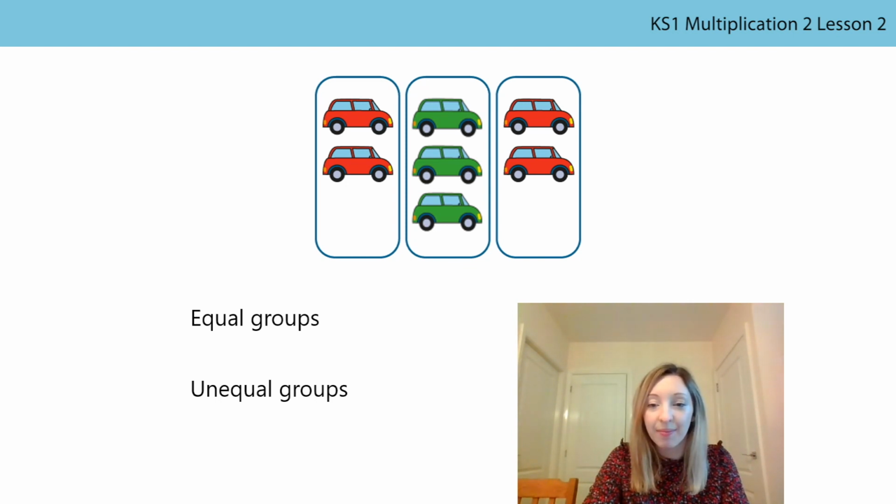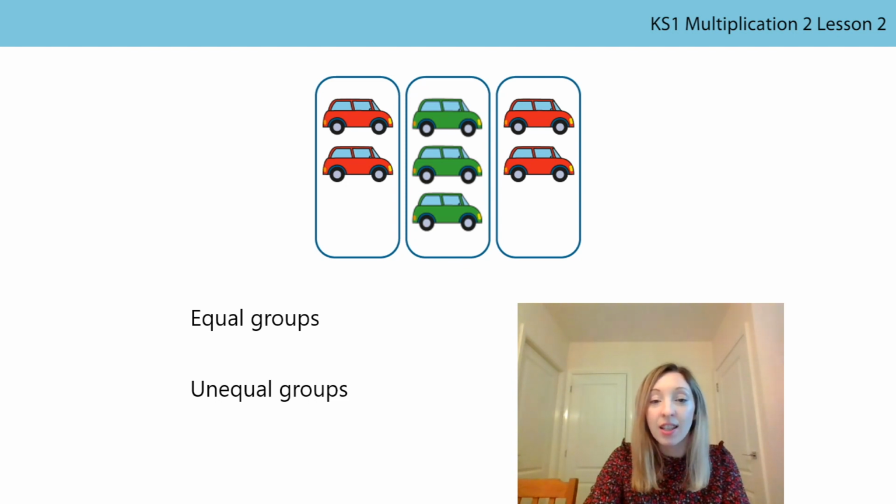What do you think? Does it matter that the cars are in different colours in the groups? It doesn't, does it? It doesn't matter if the cars in each of the groups are different colours. We've got some that are red and some that are green. What matters is how many cars are in each group. If there's the same number of cars in each group, then the groups are equal. But if there is a different number of cars in each group, then the groups are unequal.